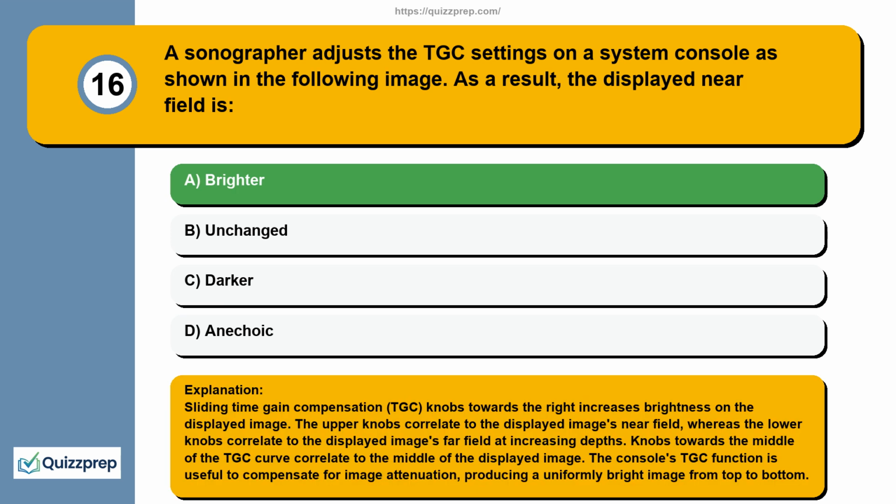Sliding time gain compensation, TGC, knobs towards the right increases brightness on the displayed image. The upper knobs correlate to the displayed image's near field, whereas the lower knobs correlate to the displayed image's far field at increasing depths. Knobs towards the middle of the TGC curve correlate to the middle of the displayed image. The console's TGC function is useful to compensate for image attenuation, producing a uniformly bright image from top to bottom.